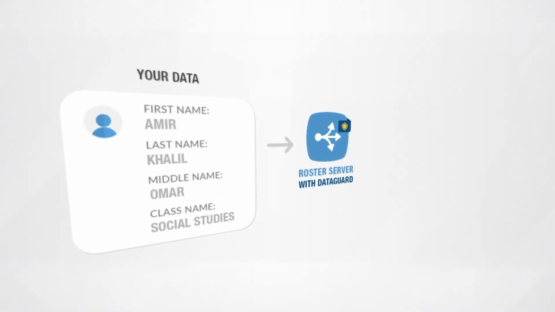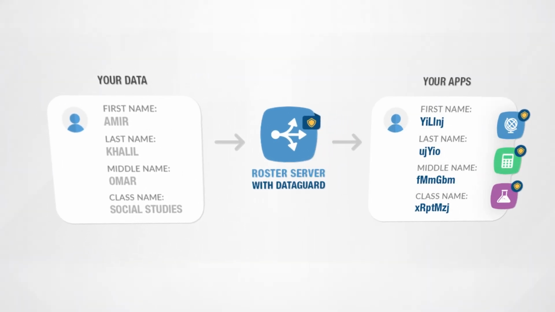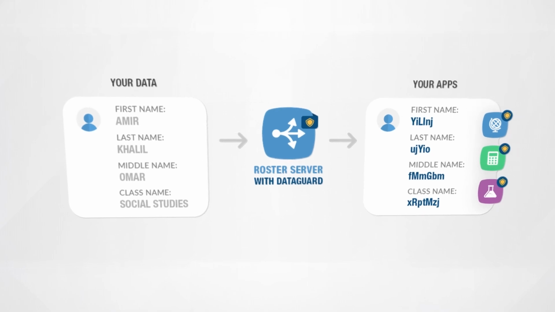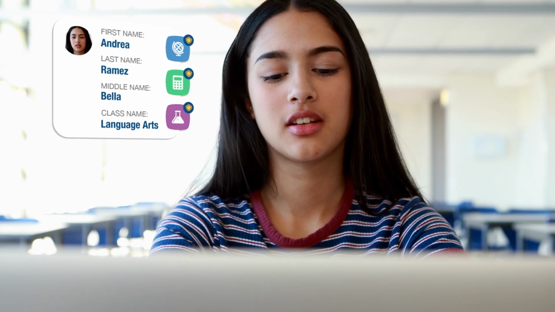With ClassLink Data Guard, we don't have to share all the student data like we did in the past. Now the data that's shared with the vendors is encrypted. It's linked to an anonymous user, but everything feeds back in when it comes back on our end.